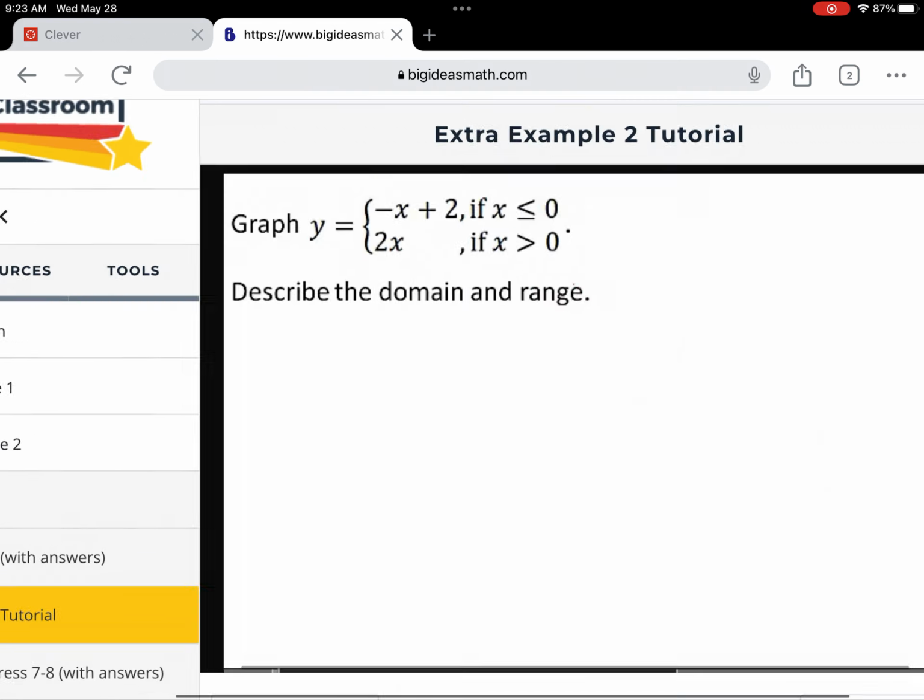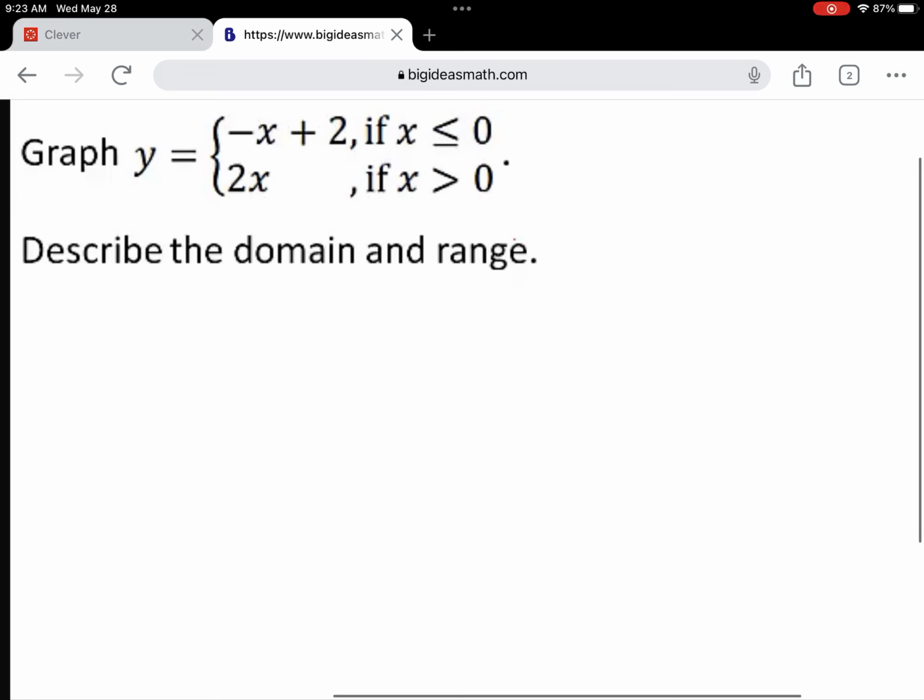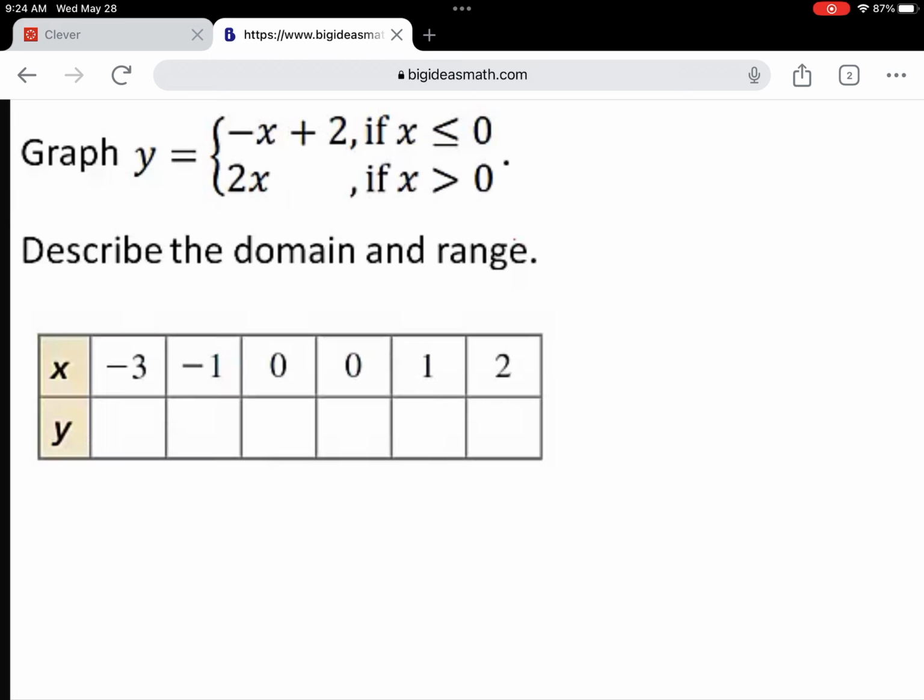Graph y equals negative x plus 2 if x is less than or equal to 0, and y equals 2x if x is greater than 0. Describe the domain and range. Graph y equals negative x plus 2 for x less than or equal to 0.